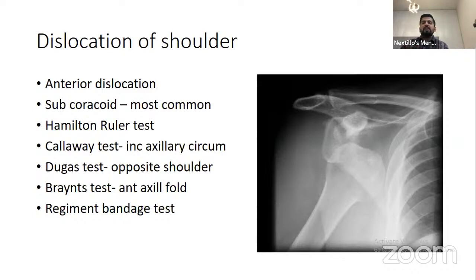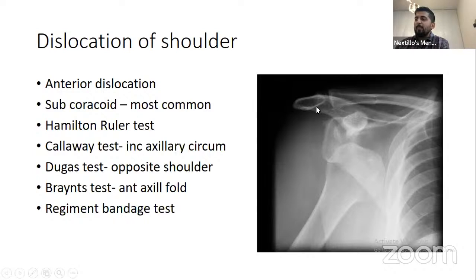Now, there are a few tests which are used to diagnose the anterior dislocation. But first, let's go on to the X-ray and see how we should identify an anterior dislocation on an X-ray. If you can see here, the glenoid cavity is empty, and that is one of the most important signs. The next sign is that the humeral head is lying below the coracoid. This right here is the coracoid. This is the clavicle. This is the acromion. And the humeral head is lying beneath the coracoid, and the humeral head is overlapping on the scapula. This is how you can identify an anterior dislocation of shoulder. We will see subsequently how you can differentiate it from posterior also.